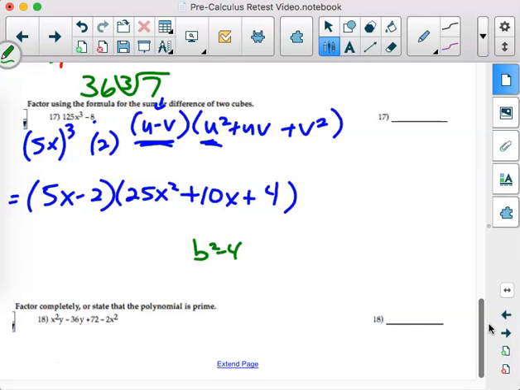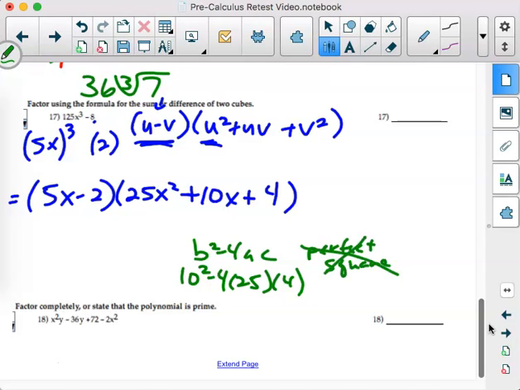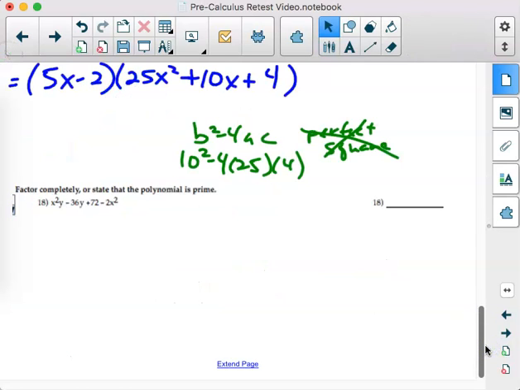Some of you did b squared minus 4ac, and you saw that 10 squared minus 4 times 25 times 4 was going to come out to be negative. And remember, in order to be factorable, this has to come out to be a perfect square. It definitely was not a perfect square if it's negative. So that means you're done. That's as far as you can go. So basically, if you knew the formula, that question was done. All right, 18. Factor completely or state that the polynomial is prime.